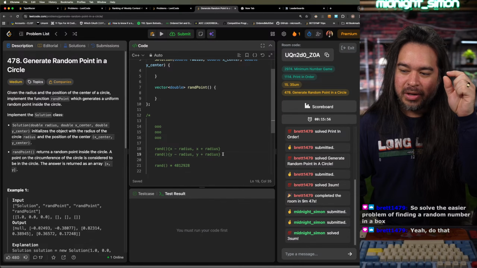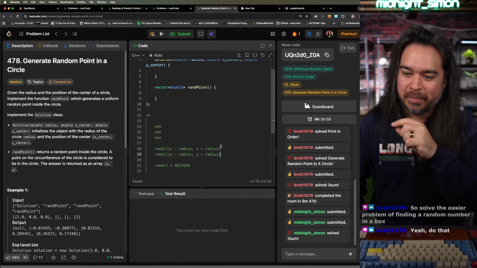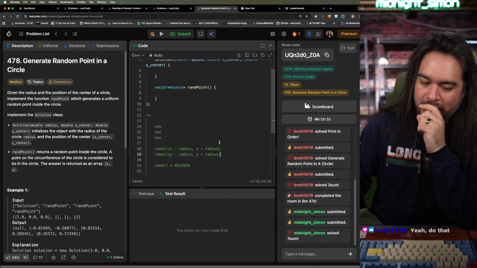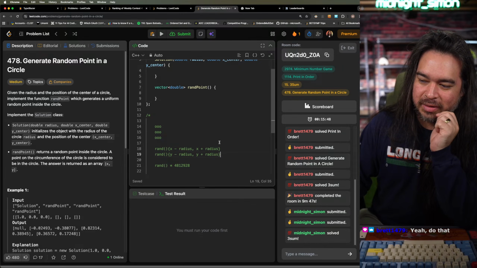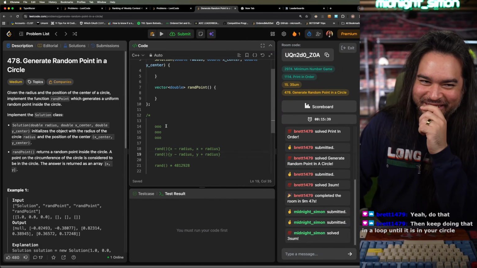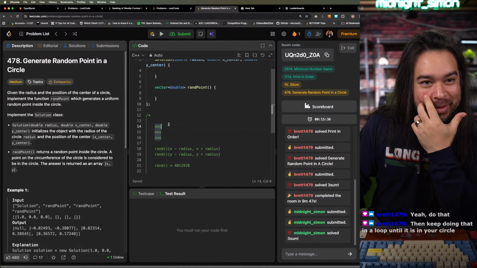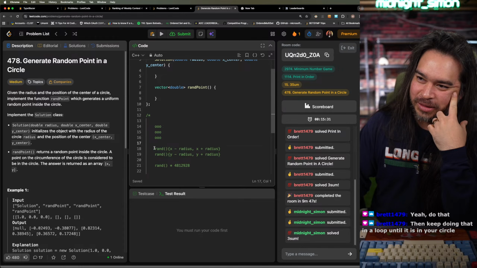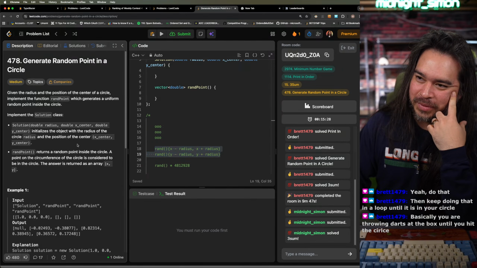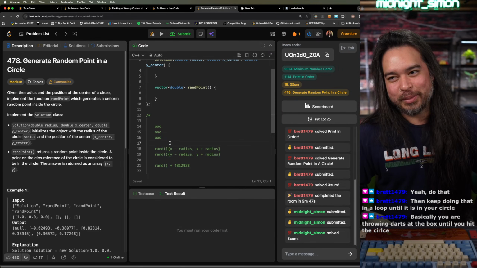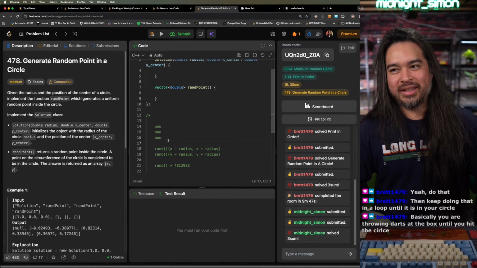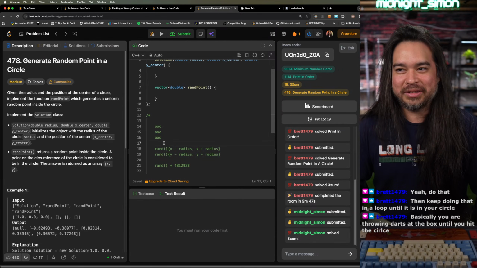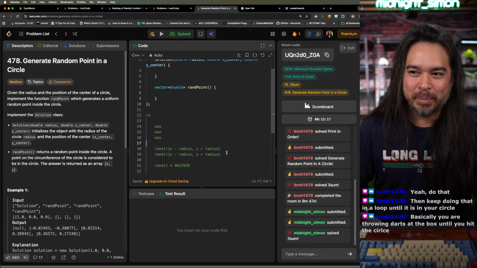So now how do I make sure it's within the circle? So now I know that, I don't know, man. Then keep doing that in a loop until it's in your circle. What? So wow. Oh man, that's all right. That's a little bit much for me. Yeah, I see that. I don't think that is a nice solution that I'd be proud of, you know.